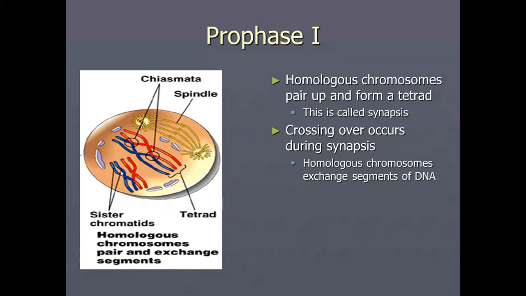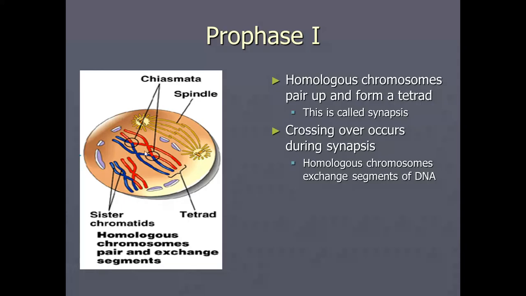First of all, take a look at the homologous chromosomes. The homologous chromosomes pair up and form what is called a tetrad, four chromatids, a tetrad. And it happens in a process called synapsis. These are just words, boys and girls. A synapsis, not a synapse.